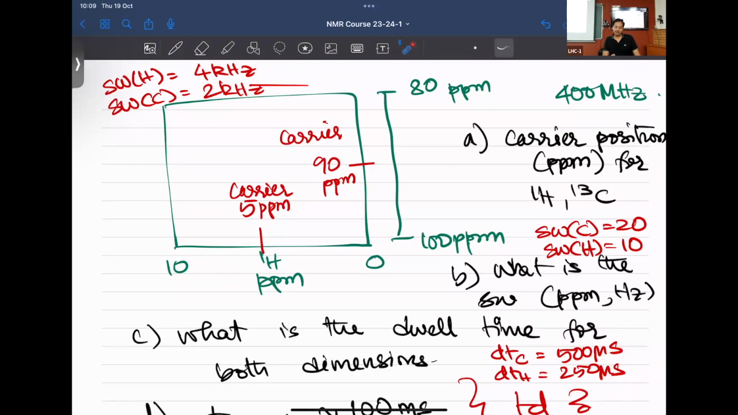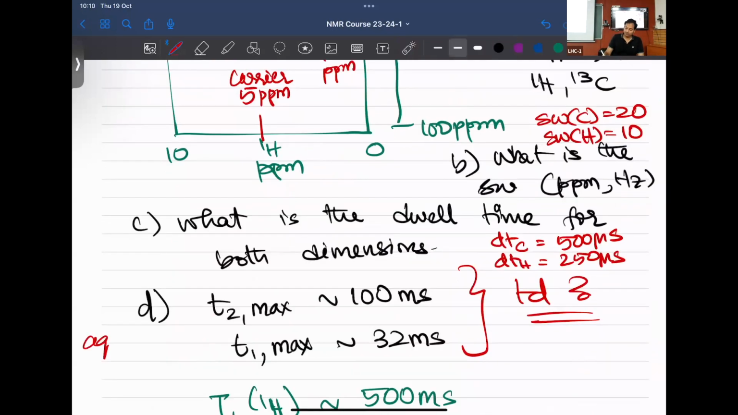If you increase the spectral width by 2 times, the dwell time reduces by 2 times, because it's a 1-over relationship. Okay, slowly this should start coming in your head as you change the spectral width. How does the dwell time change? If acquisition time for proton is set at 100 milliseconds, what is the number of points in proton, real points?